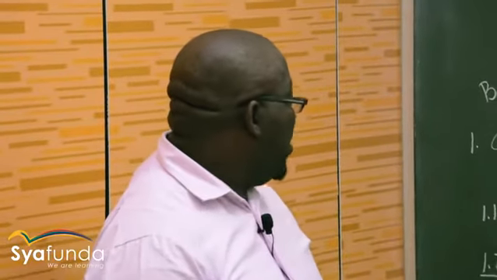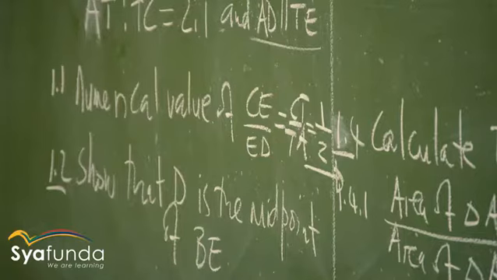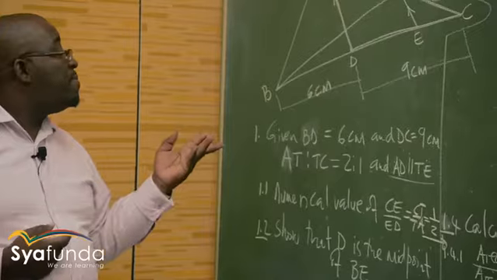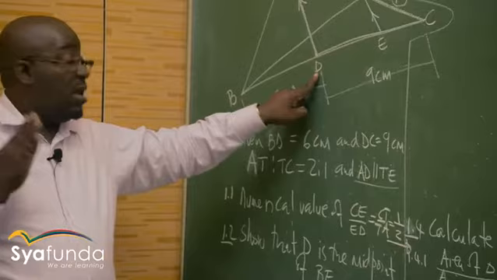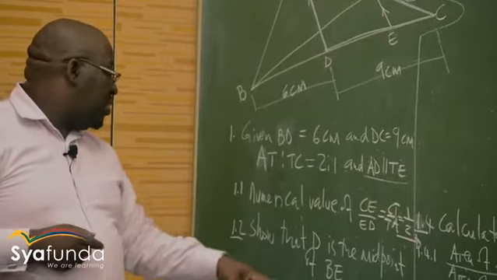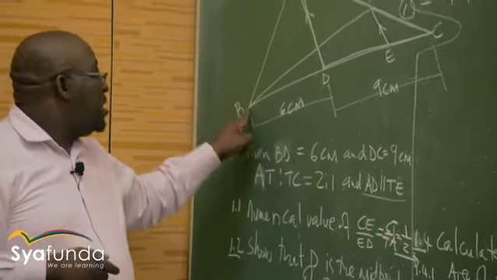If we look at the second one: show that D is the midpoint of BE. Let's go and look for D in our diagram. This is where D is. Midpoint. Show that D is the midpoint of BE.